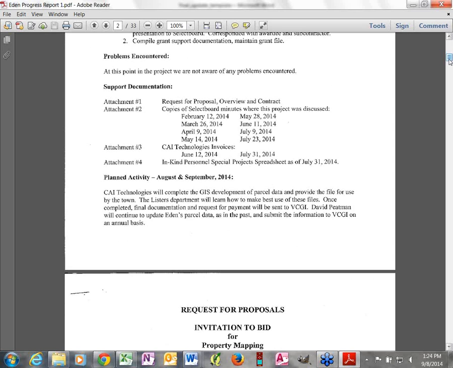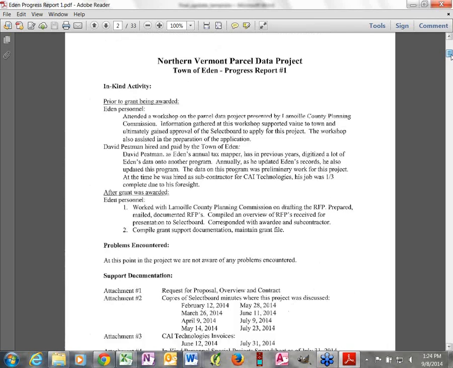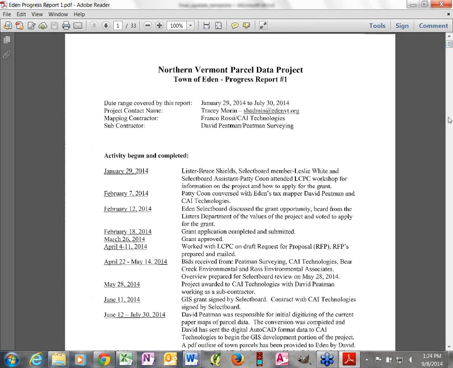And then planned activity for the next period is just, these are the things they've heard from the contractor are going to happen. This is what the listers are planning to do, and other people involved in the project and what they're doing. So it's fairly simple. It doesn't have to be a huge document.